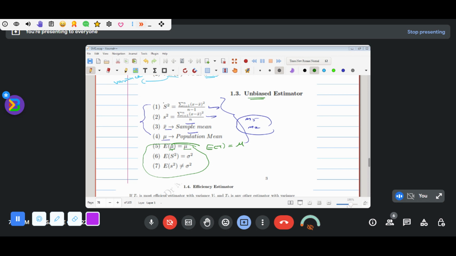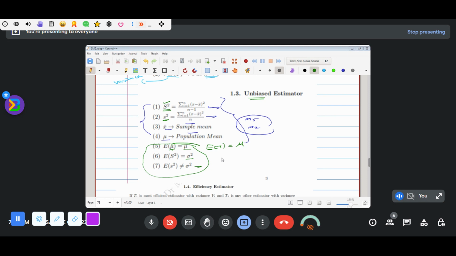And the second condition: the expected value of the population variance. This notation is called the population variance, equal to sigma squared. Sigma squared is also another population variance. And the next one is E of small s squared. This value, the expected value of small s squared, is not equal to the population variance, sigma squared.